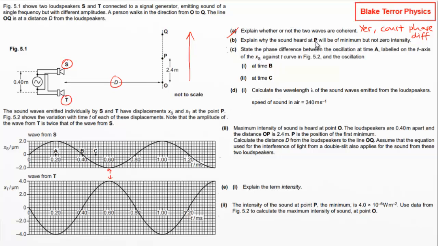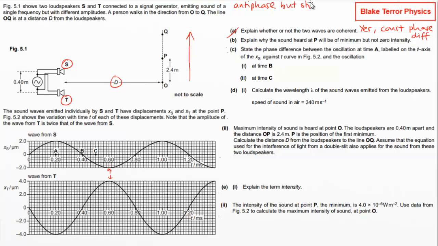Explain why the sound heard at P will be of minimum but not zero intensity. Right, where am I actually going to write all of this down? So let's put it up the top. So it will be minimum because they are in anti-phase. Or you could say they've got a pi phase difference, but there's still a resultant amplitude.